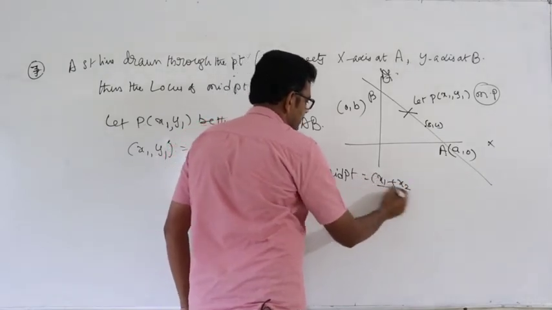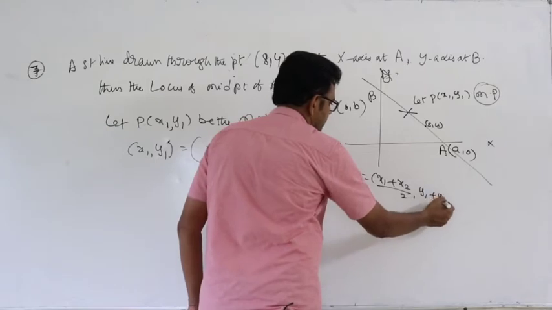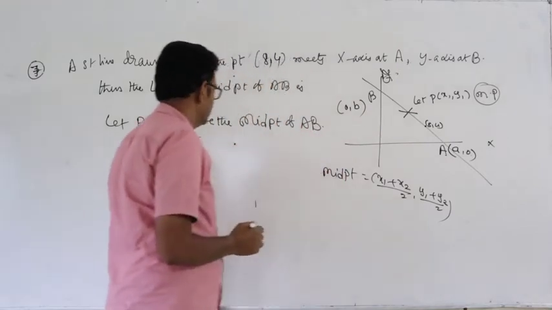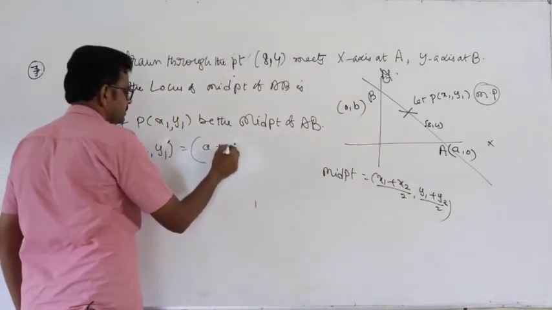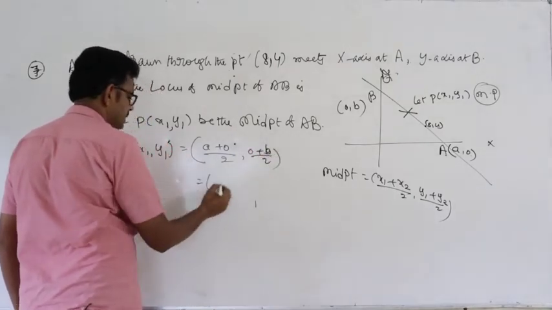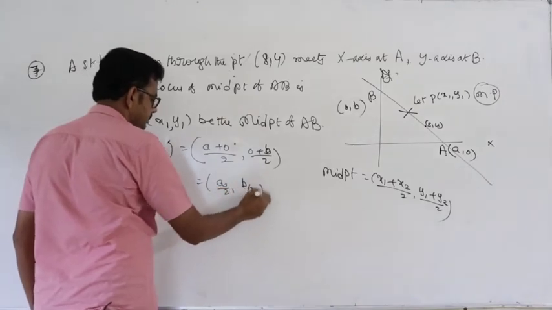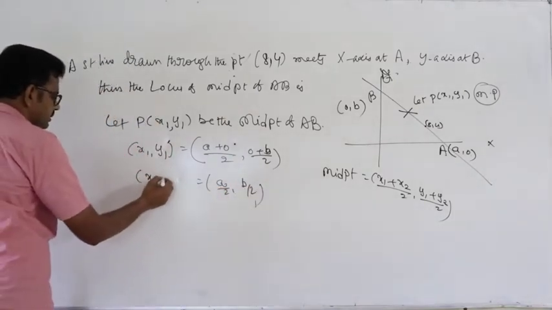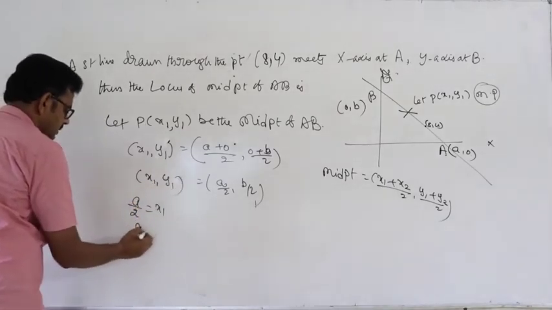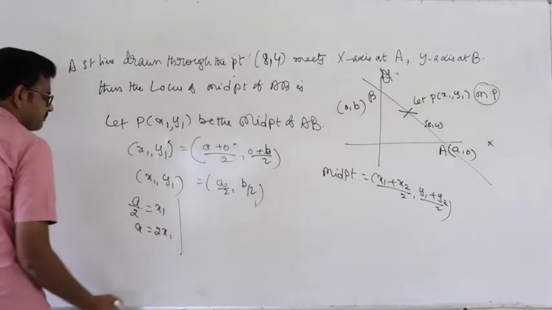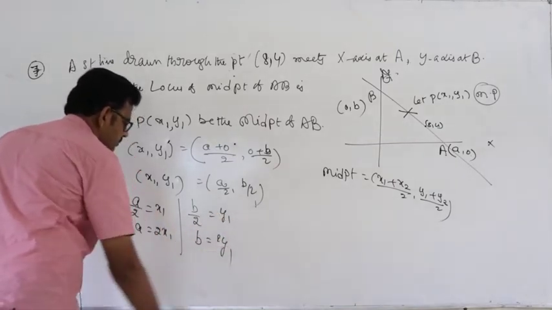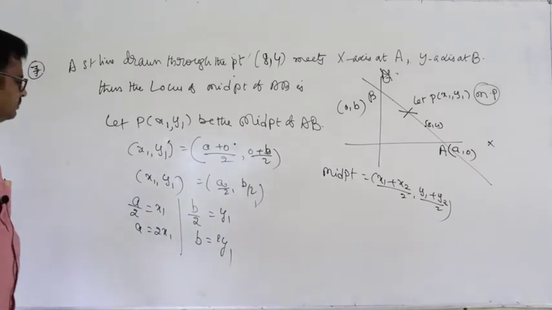(x1 + x2)/2 comma (y1 + y2)/2. Here that is (a + 0)/2, (0 + b)/2, that is (a/2, b/2). So this is (x1, y1). a/2 equals x1, so a is equal to 2x1. b/2 is equal to y1, so b is equal to 2y1.